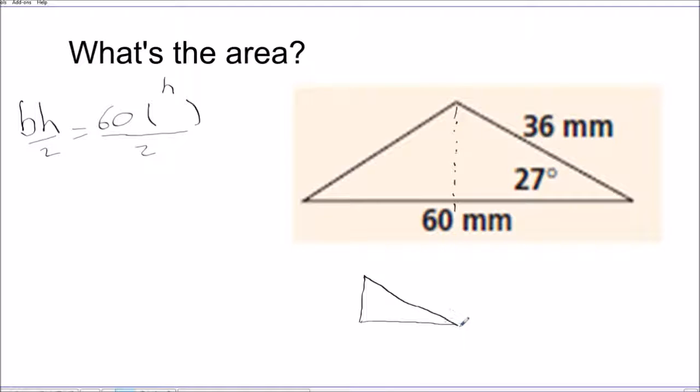Do my best little drawing here. Okay, and I've got 27 degrees in there. And the base, I don't know the base anymore. I know that the whole base of the original triangle is 60, but keep in mind, I cut it in half. I'm only dealing with that, so I actually have lost that information. However, the hypotenuse of this one is still 36. And what I'm after is the height. I really want to know the height.